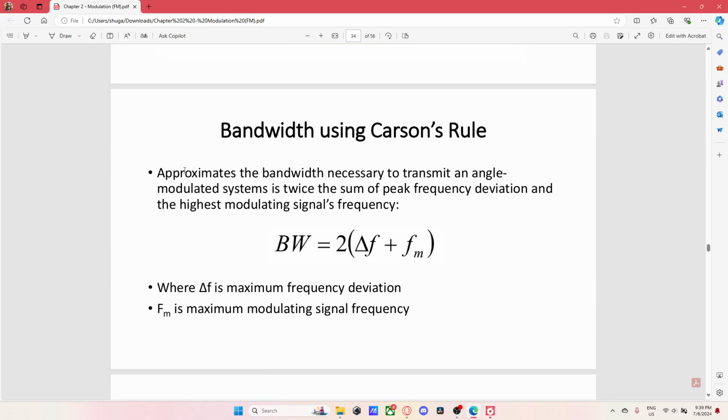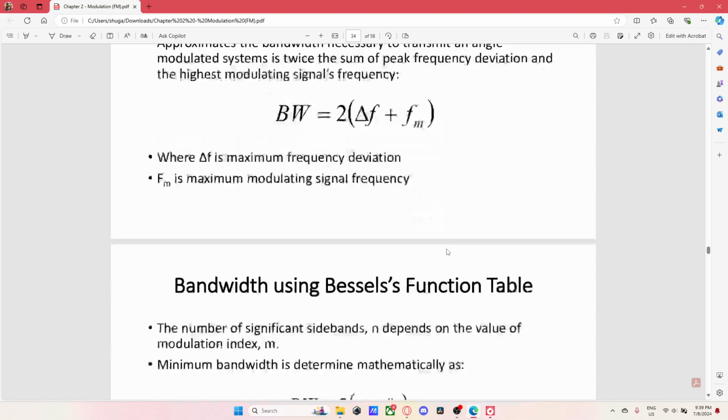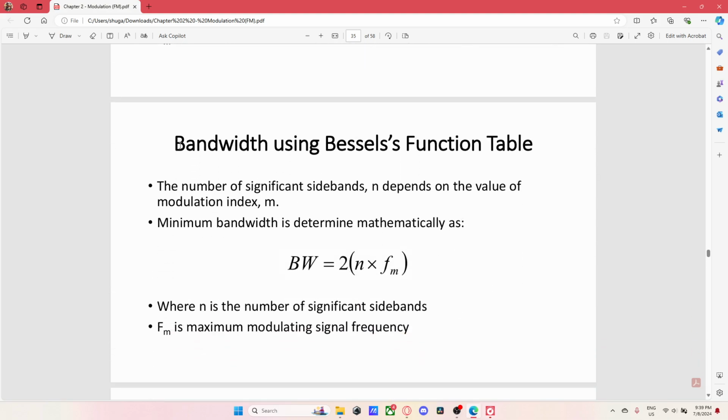So with Carson's rule, the approximate bandwidth necessary to transmit an angle modulated system is twice the sum of the peak frequency deviation and the highest modulating signal frequency. So it is similar to AM bandwidth, but instead of 2 times fm, we also add the frequency deviation over here. And for the Bessel function, I've already explained that N is the value depending on the Bessel table that you have found according to your modulation index.